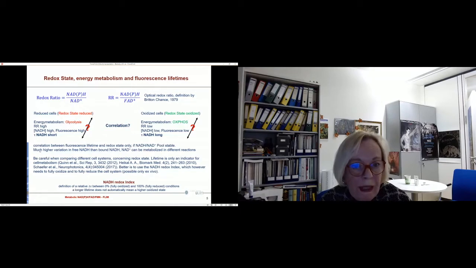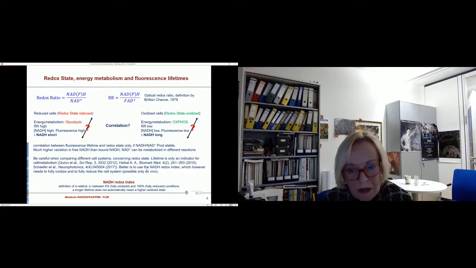In principle, the correlation between the fluorescence lifetime and the redox state is only true if the NAD+ pool is stable, and this is in many cases not true. For example, NAD+ can be metabolized in many different reactions. Thus one has to be careful when comparing different cell systems concerning the redox state. In this case, the lifetime is only an indicator for the cell metabolism. This was also discussed by many other people.